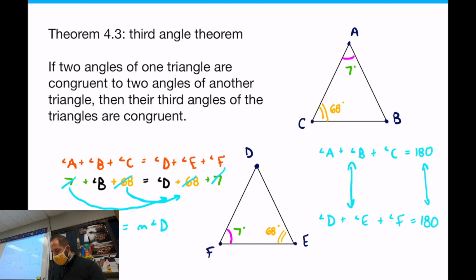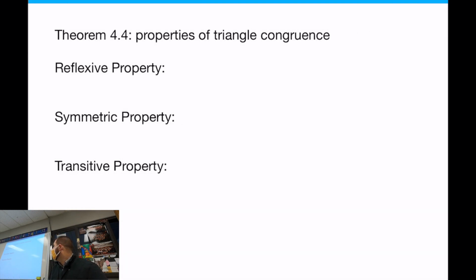Okay, our last property today, this is pretty much the last slide I have, is this one, theorem 4.4. This theorem is not used a lot. It's a review of some properties we talked about at the very beginning of the algebra sections. I think it was unit 3 for us when we got into algebra and we're solving equations and stuff. It's called the reflexive, symmetric, and transitive property.